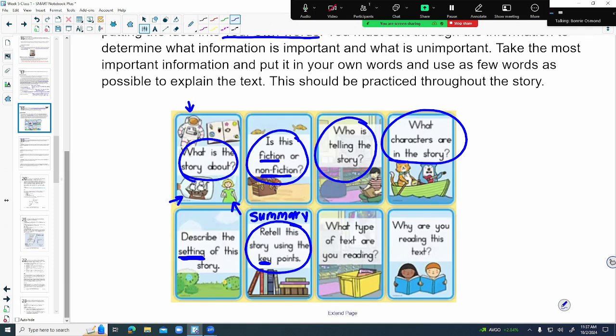And what type of text are you reading? Is it a short story? Is it a novel? Is it a news article? What is it? And then why are you reading it? Are you reading it for enjoyment? Are you reading it because you have to for a course or for school or something like that? Okay, so these are the things that you think about when you're writing a summary. Basically the elements of a story.